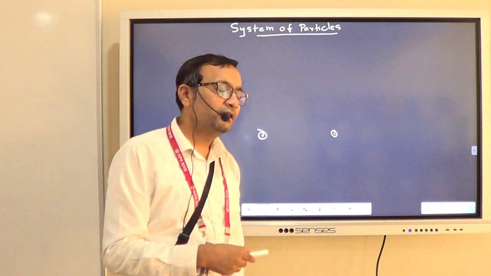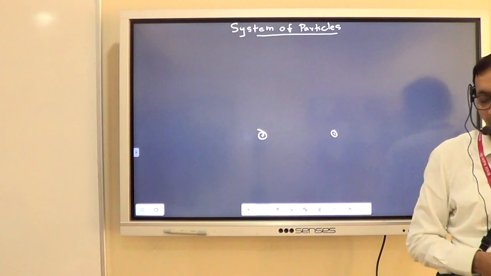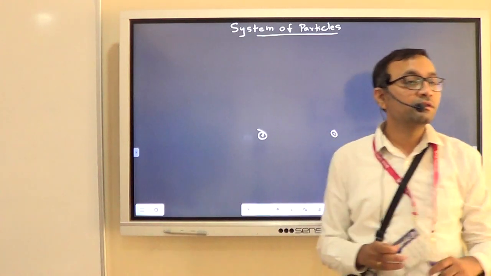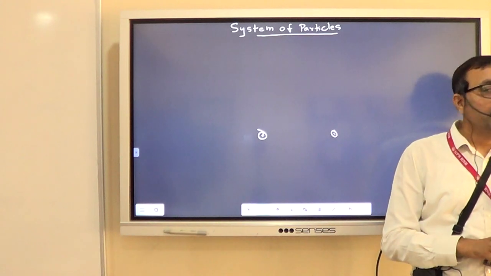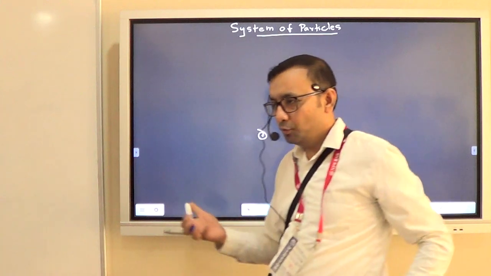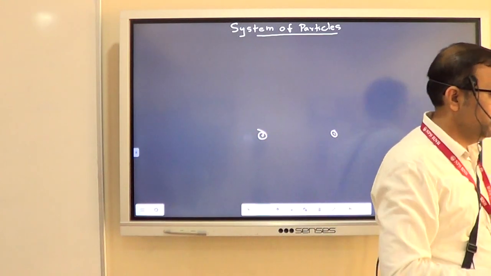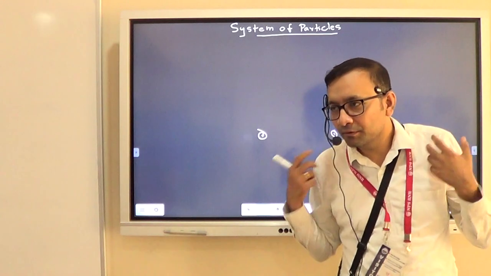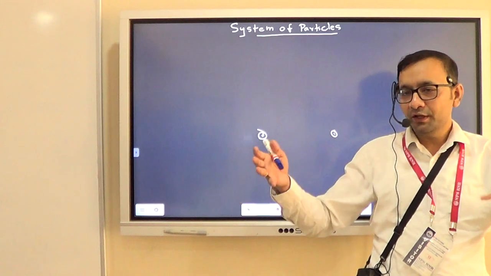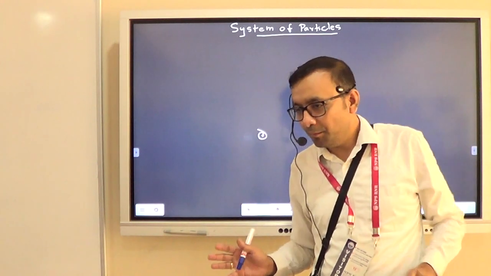Where else have we studied the system of particles, as in multiple particles together? Where have we studied? Where else? Collisions. Two particles coming and colliding. System of particles here, right? You found out the total momentum of the system. What is it? Momentum of the entire system. And what is the system? Collection of particles. So we have already studied the system of particles.